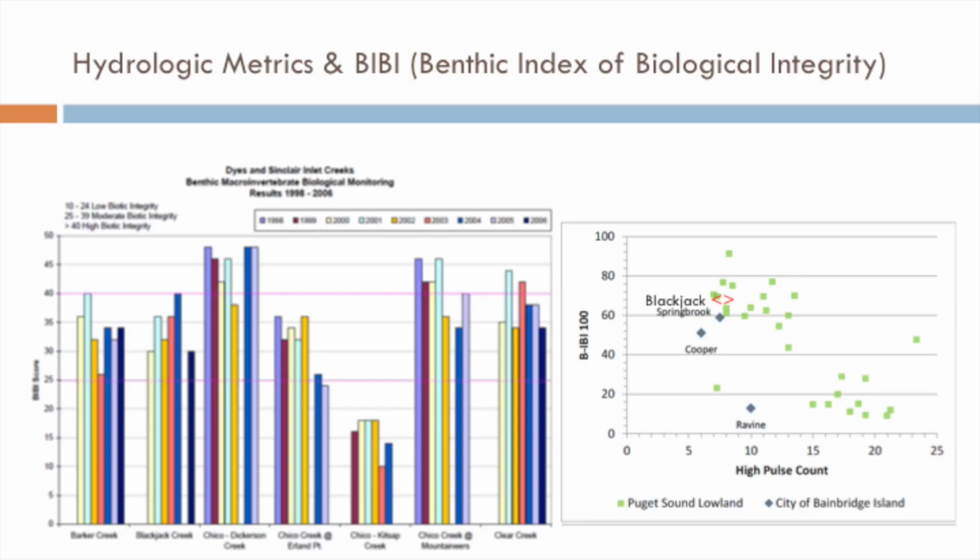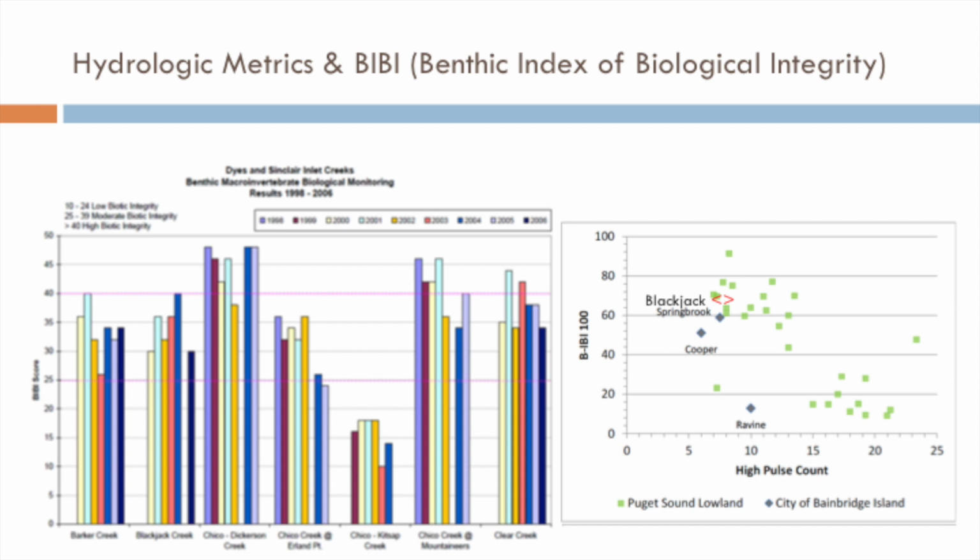So let's look at the BIBI data. This is Blackjack Creek here. This is the old 0 to 50 scale. This over here is the 0 to 100, and I've just approximately doubled it, which is a BIBI of 34 for this particular series of years. And that is just a fair BIBI.